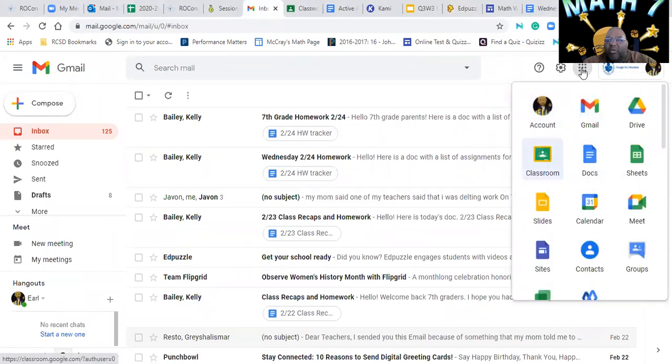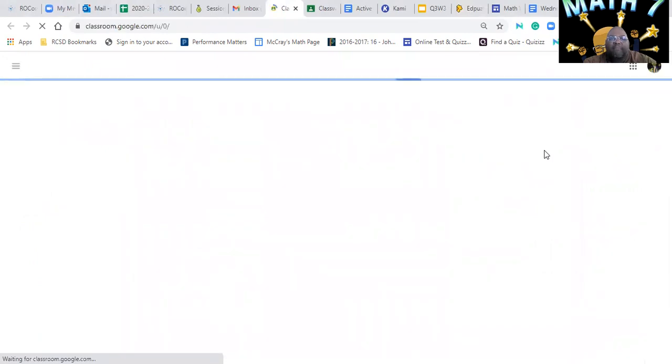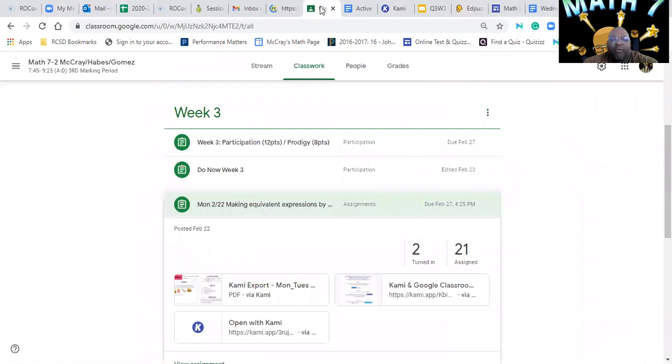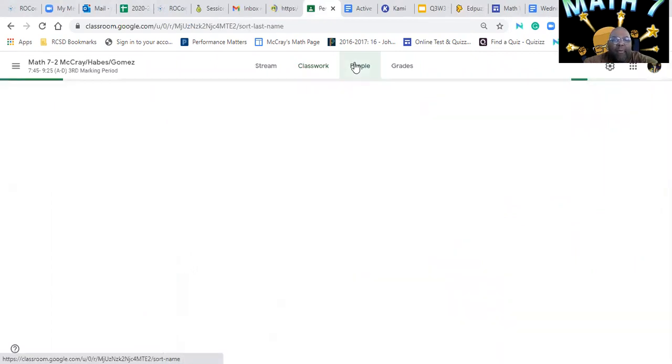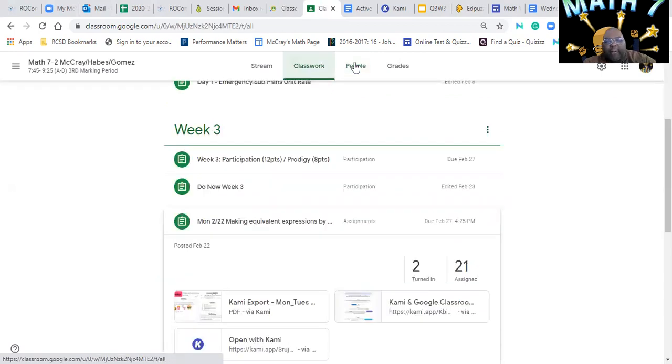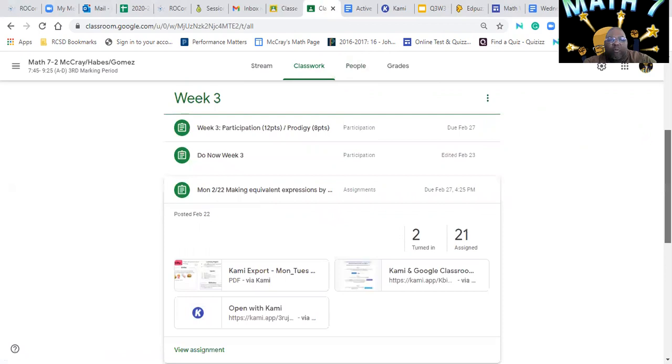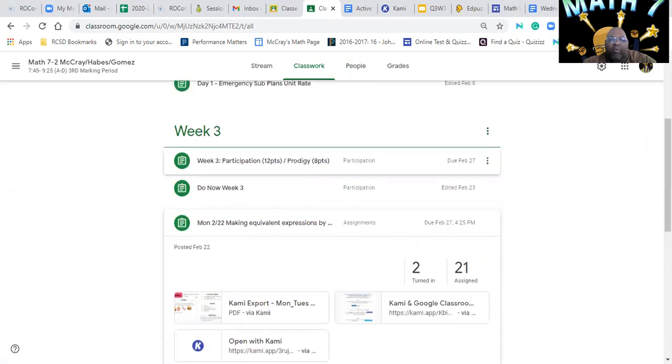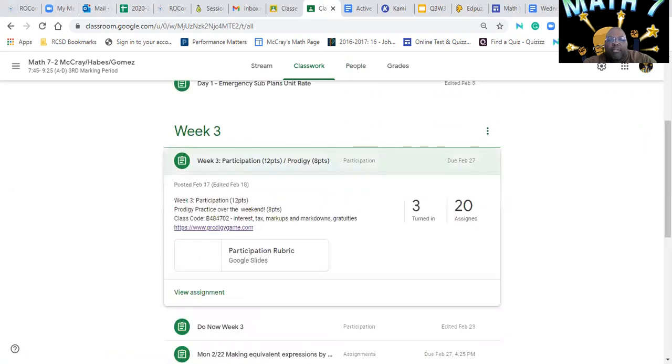In the Google Classroom, parents, among everything else, classwork is presented here. We're in week three. They're going to be getting a grade for participation, but also for any Prodigy minutes they did over last week. Those Prodigy minutes are 8 points each, along with 12 points for their participation.